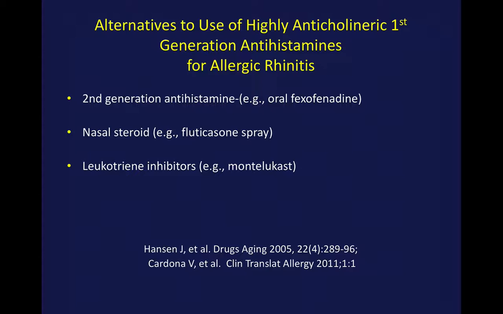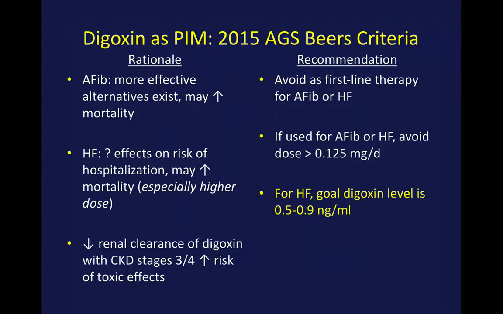So, as I said, there's second generation antihistamines, nasal steroids, and leukotrienes that can be used for allergic rhinitis. The other thing is I talked about DIG, and that there's better alternatives for treatment of AFib. In fact, it's not recommended as first-line therapy anymore. Mainly beta blockers are.